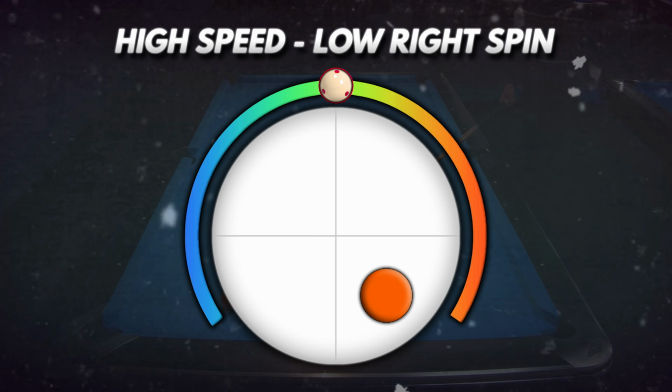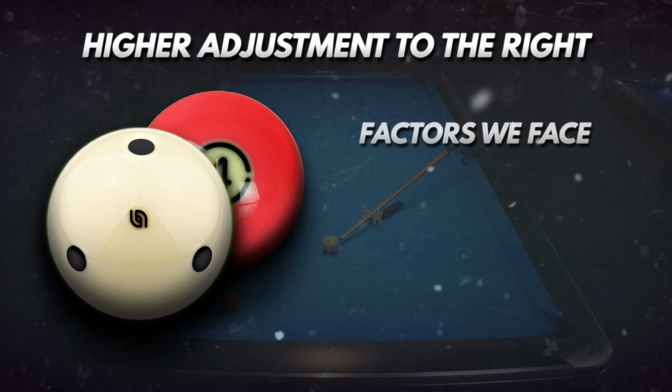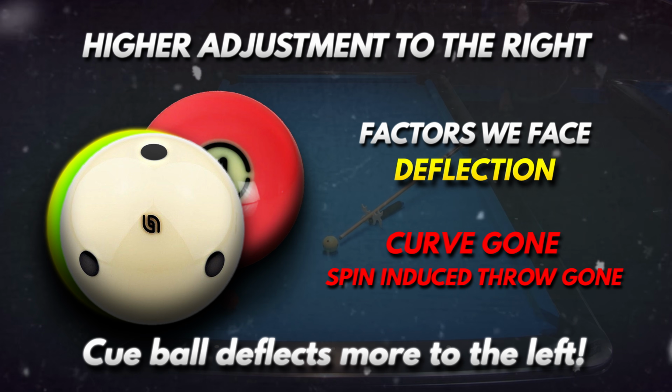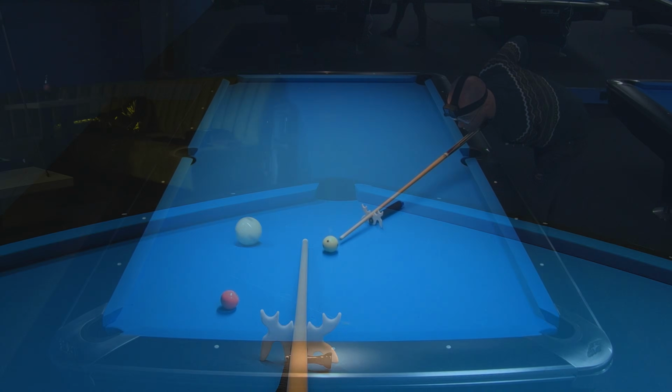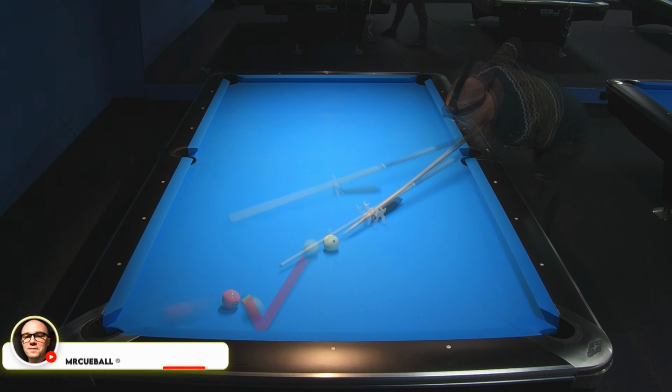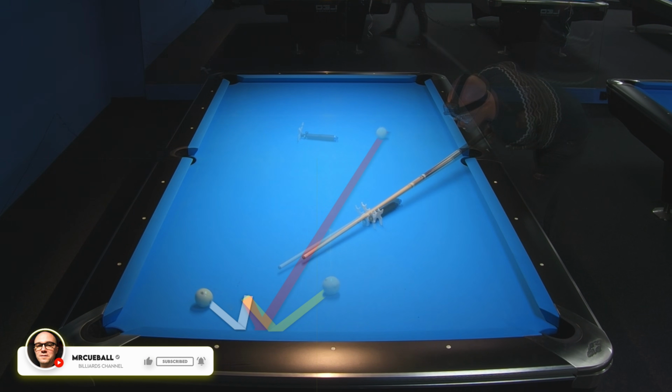The situation is similar if we use high speed, but then after a higher adjustment in aiming to the right, the cue ball hits the short rail a bit earlier than before, but due to applied high speed, it still stays on the right side of the table and goes much further than before.